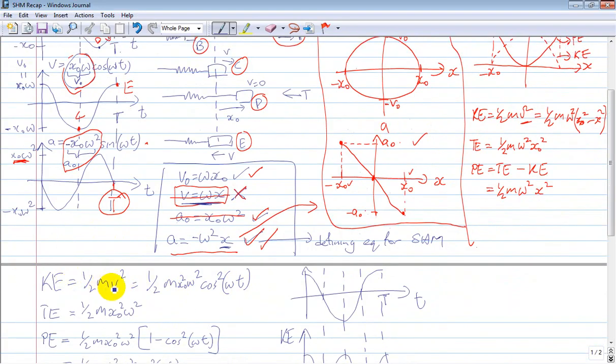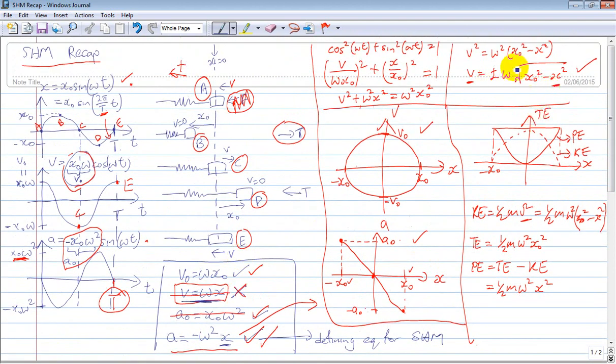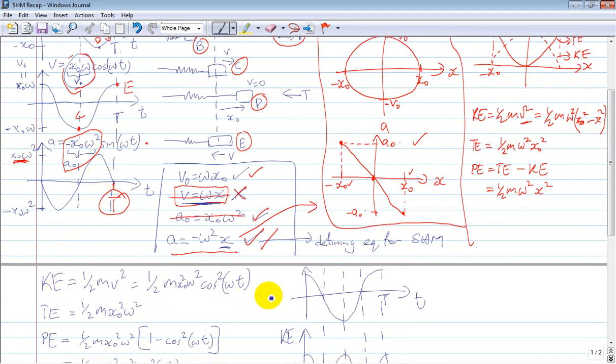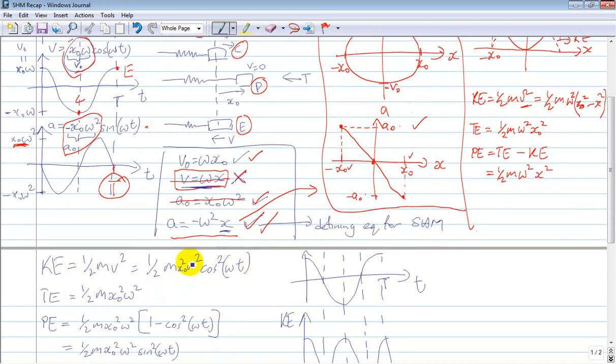Right, I can use half mv square again, but instead of substituting v square by this equation, now I substitute v square by this equation over here because I want kinetic energy with respect to time. Right, so if I sub v square by this equation, I get x naught square omega square cosine square omega t. Right, my total energy, you should know right now, is when this is maximum, when KE is maximum. So that happens when cosine square omega t is 1. Right, so my total energy is just this value over here, in front of cosine square omega t. Okay, to get PE is total energy minus kinetic energy.